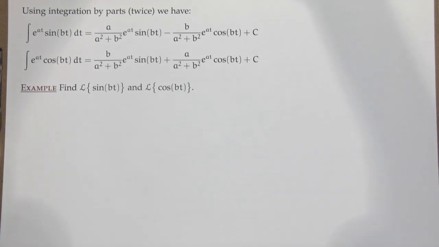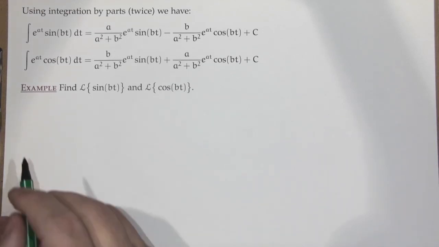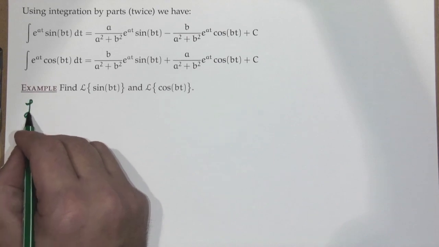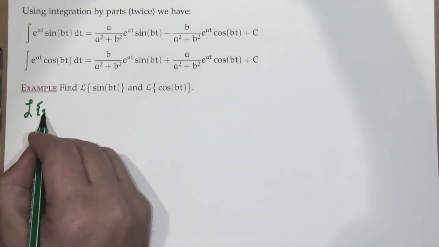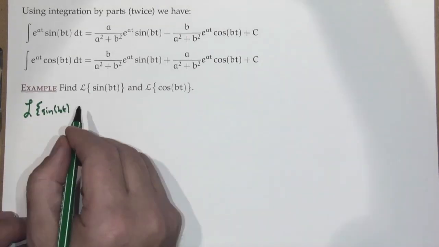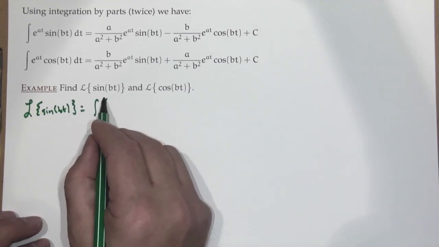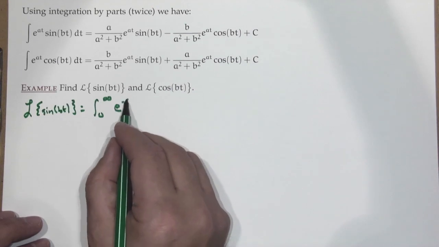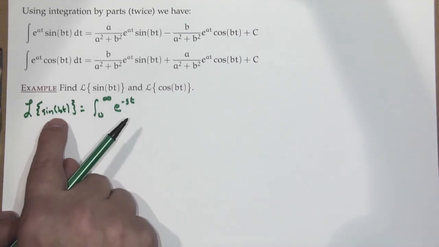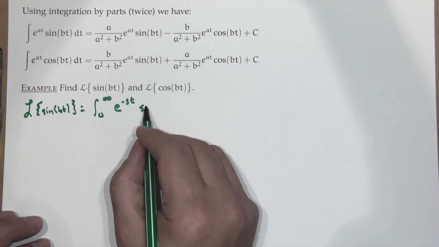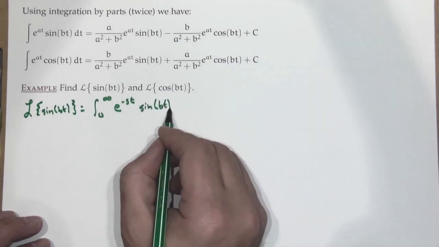Well, that's okay. We'll just say, all right, we have our notes here. Okay, so which one do you want to see, sine or cosine? We'll do sine. Cosine will be very similar. So the Laplace transform of sine of bt. Well, we apply our definition: 0 to infinity e to the minus st times the function sine of bt dt.